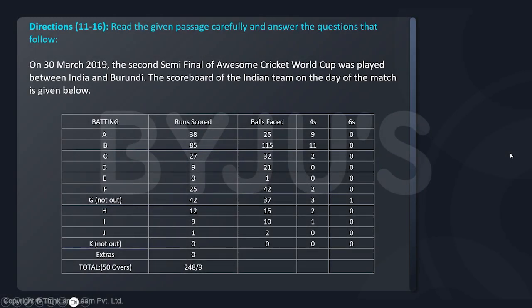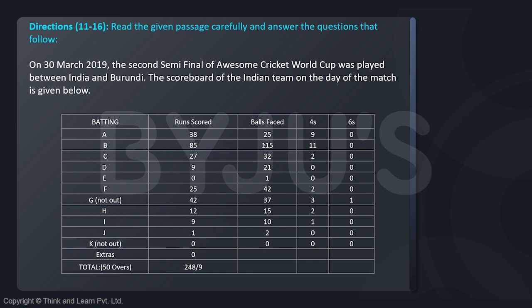So here is the next set, which says on 30th of March 2019, the second semi-final of Awesome Cricket World Cup was played between India and Burundi. The scoreboard of the Indian team on the day of the match is given below. The players' names are given as A, B, C, D, E, F, G, H, I, J, K.